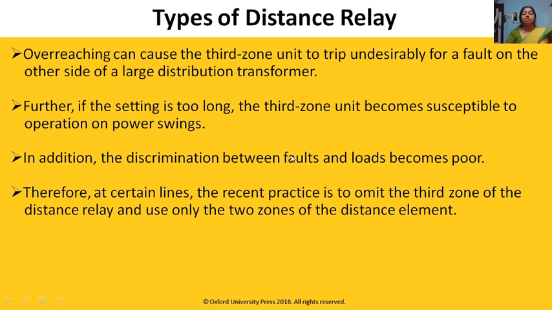In addition, the discrimination between faults and loads becomes poor. Therefore, on certain lines, the recent practice is to omit the third zone of the distance relay and use only two zones of the distance element. The third zone protection is complex because there we have to protect the earlier two lines and 20% of our third line. So we have to protect three lines completely, so this has complex protection. So generally we are using two zones of distance element.